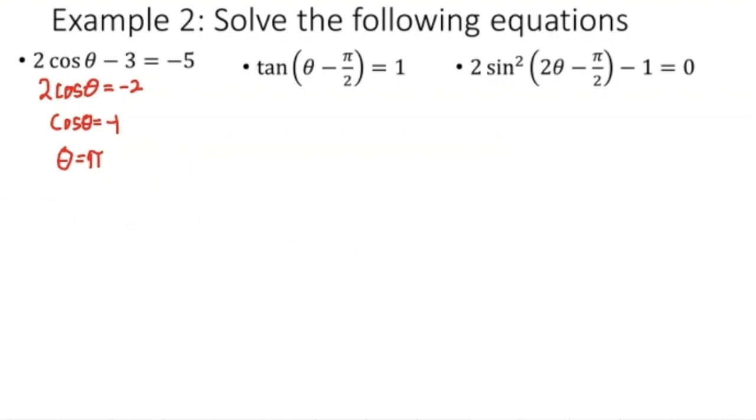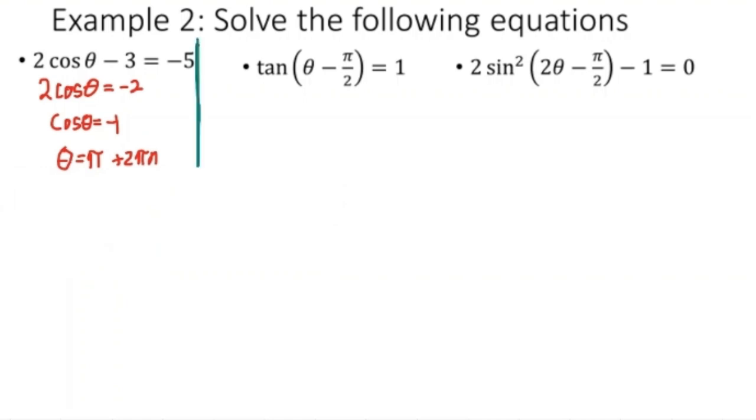Since we're trying to solve the equation, that means we want all the solutions. So pi is not enough. There are more solutions because there's infinitely many angles coterminal to pi. So to represent all the possible solutions, we're going to add 2 pi n. So all of our solutions to 2 cosine theta minus 3 equals negative 5 is pi plus 2 pi n, where n is an integer.